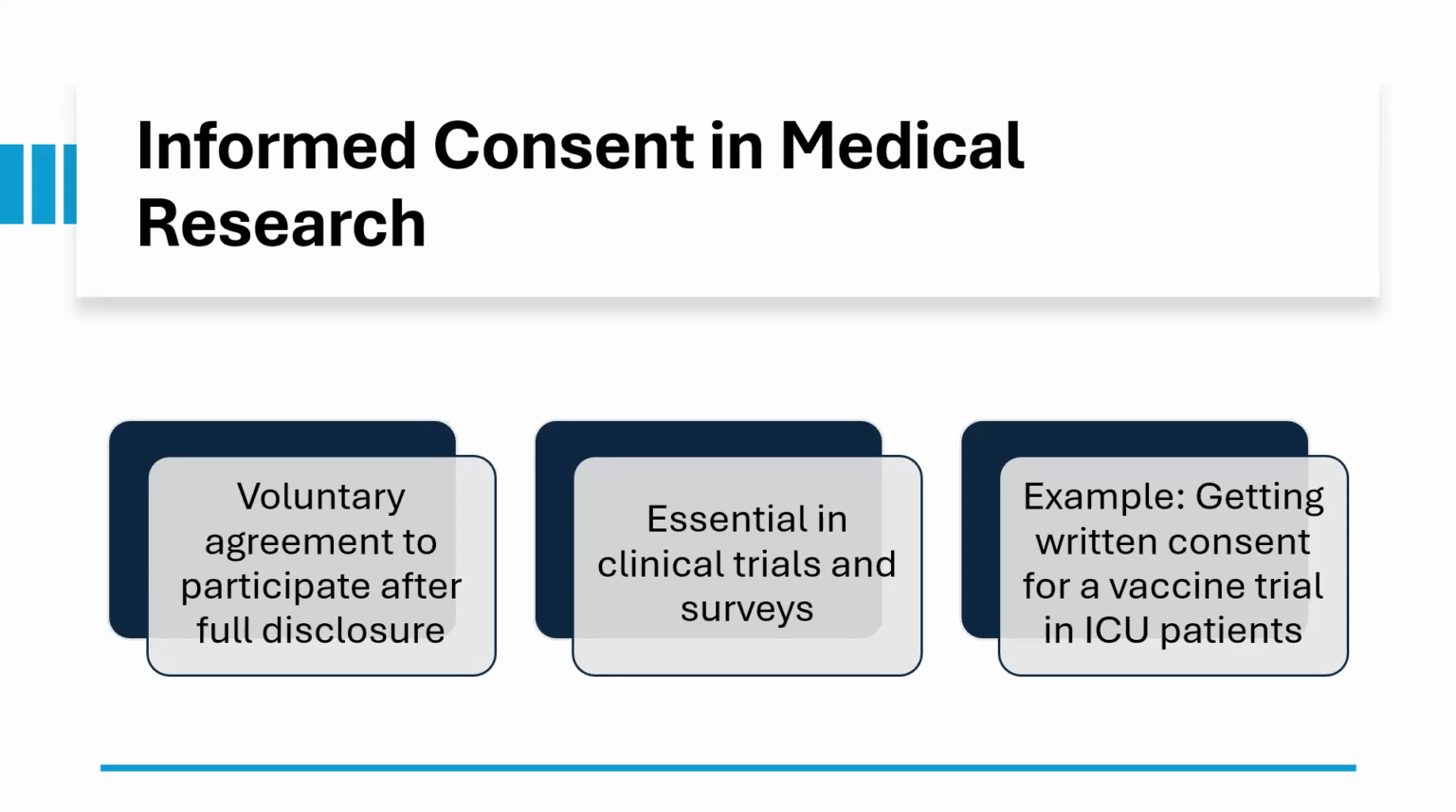And a simple example is getting detailed consent for a vaccine trial in ICU patients. You want to treat some ICU patient with some particular medicine which is showing very good improvement, and you want to try that. So you have to get the written consent from the patients. Then you can use that particular vaccine.